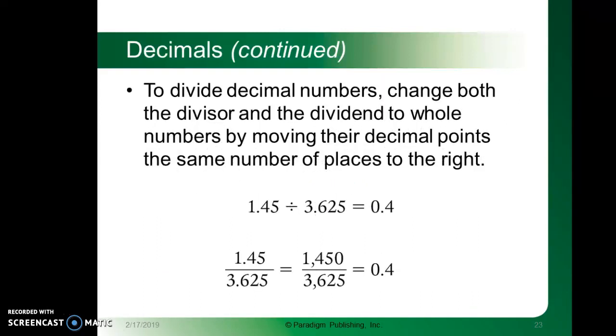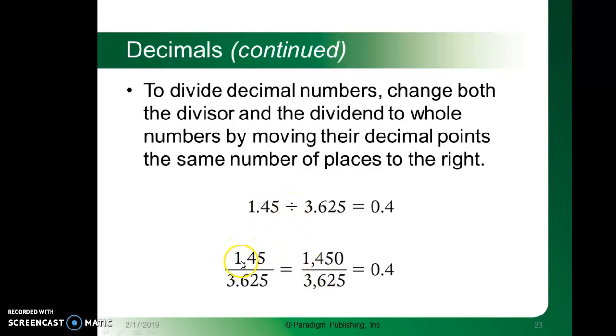To divide decimal numbers, change both the divisor and the dividend to whole numbers by moving their decimal points the same number of spaces to the right. So in this case, this one has how many spaces? 1, 2, 3, and this one only has 2. That means this one, we're going to have to move it 3 spaces to the right.